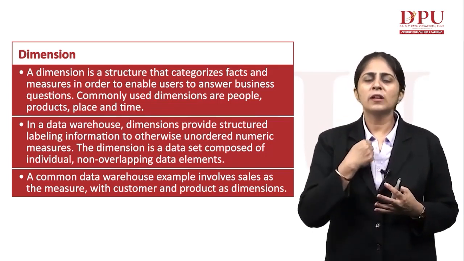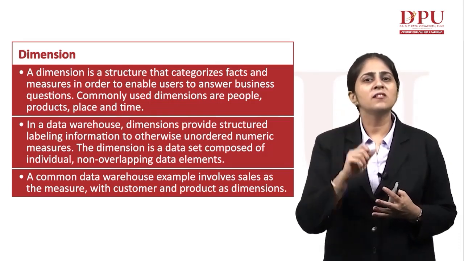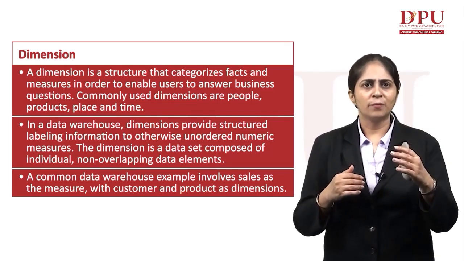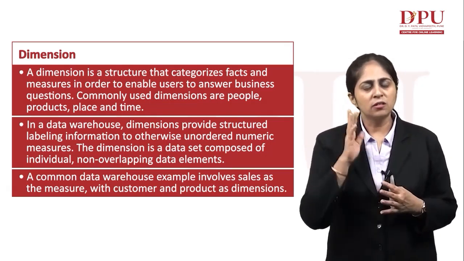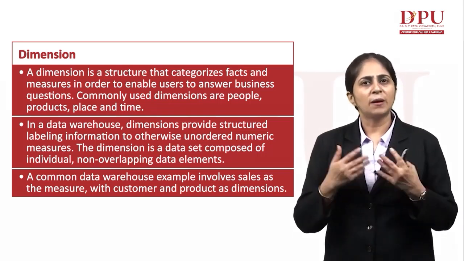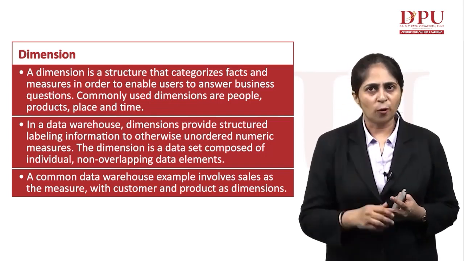What is our measure? What are we measuring? We are measuring the sales part, that is, how much sales has been done. Now our dimension can be customer. It can be the product, that is, which product is being sold more. So that is an example of dimension. In each sale, a customer buys a product.